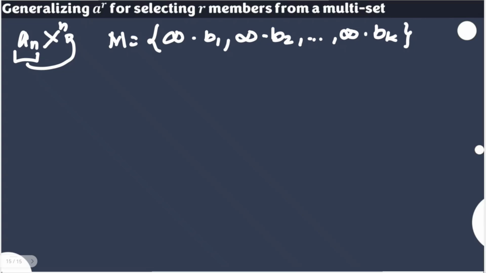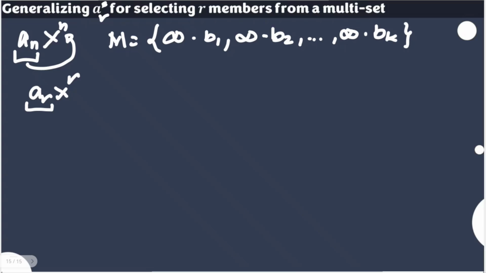So we have infinitely many copies of our items, still a multi-set here, and this time we're going to generalize the number of ways in selecting R members. Pardon, this is actually a sub R x to the power of R for selecting R members. We're going to solve for the representation of a sub R for infinitely many identical items in our multi-set.